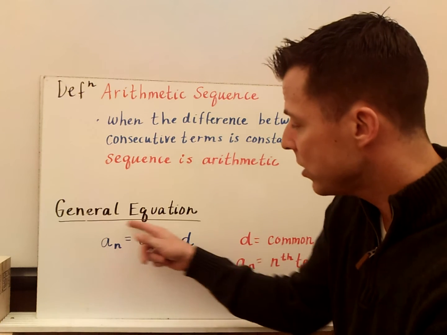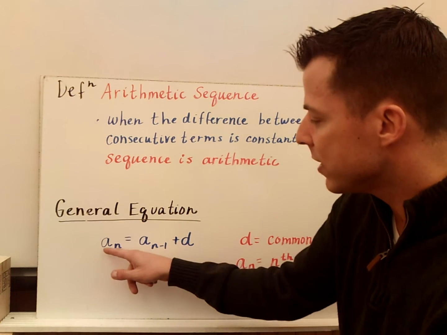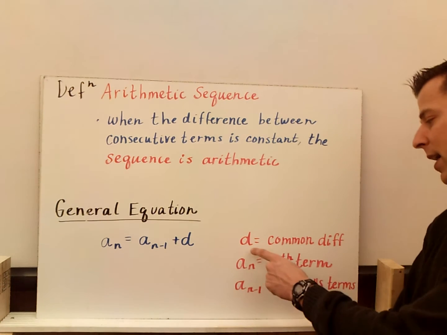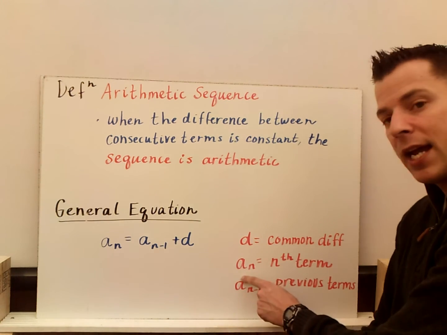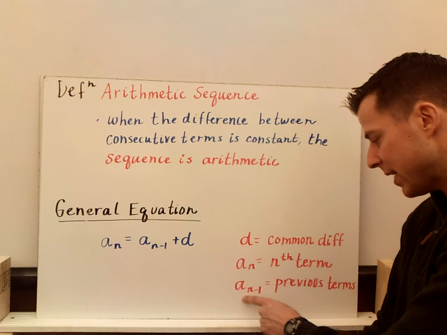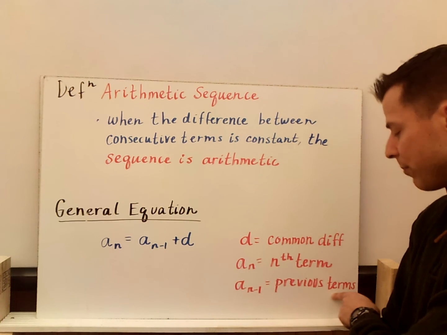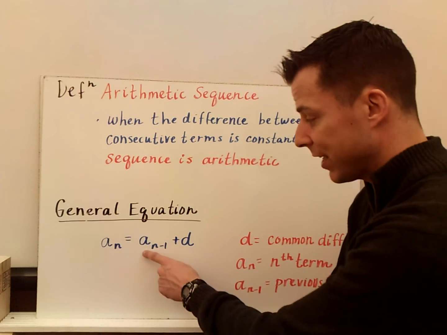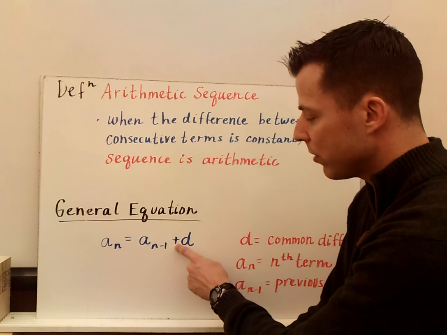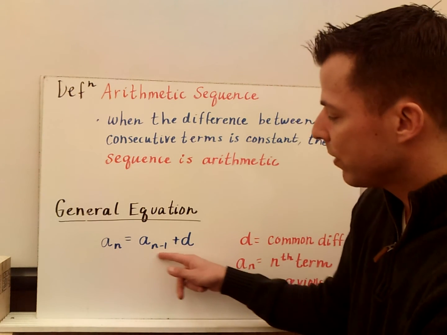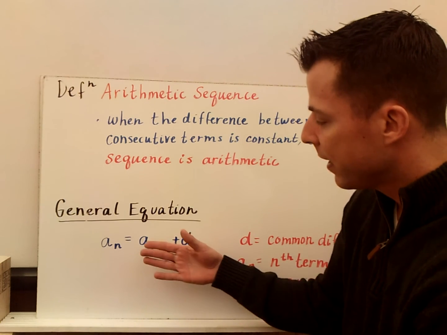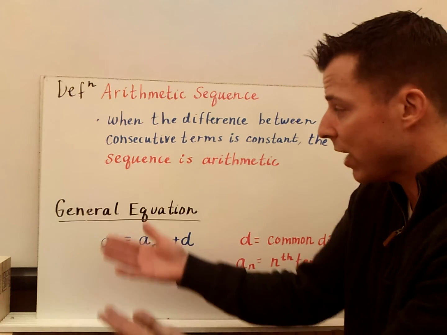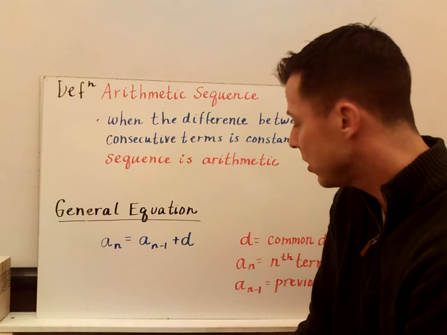So a general equation for an arithmetic sequence is a sub n equals a sub n minus 1 plus d. d is the common difference, a sub n is the nth term, and a sub n minus 1 is the previous term. So this is a linear equation. It's like the slope, the previous term plus d. It's not really the slope, but it's a linear equation. The idea is you're always constantly changing by the same amount. So arithmetic sequences, if you graph the sequence of numbers, would show a linear equation.